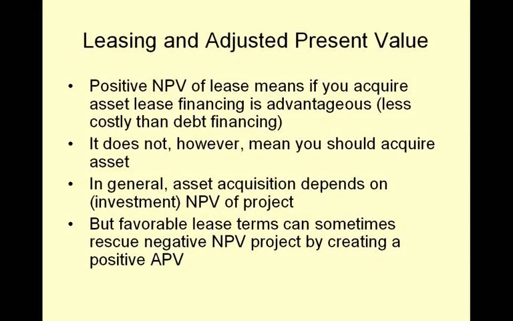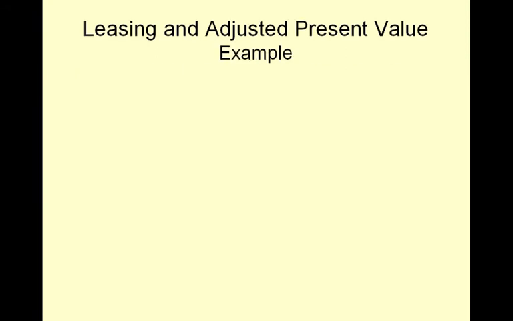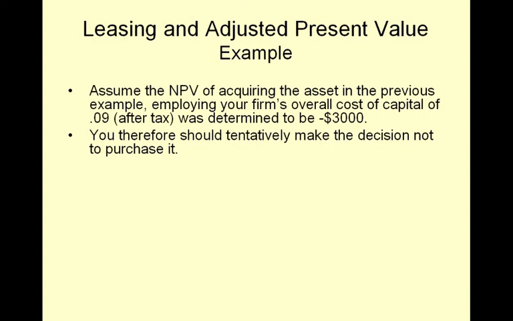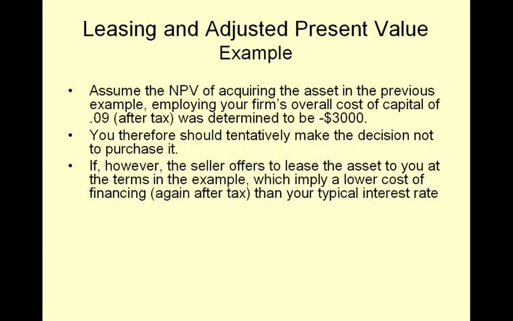Here's an example that shows how to apply adjusted present value in a lease financing situation. Assume that the net present value of acquiring the asset in the example we just went through, employing your firm's overall cost of capital of 9% after taxes, was determined to be minus $3,000. You would therefore tentatively make the decision not to purchase the asset. But if the seller offers to lease the asset to you at the terms in the example, which imply a lower cost of financing than your typical interest rate, then the whole activity takes on a positive adjusted present value.